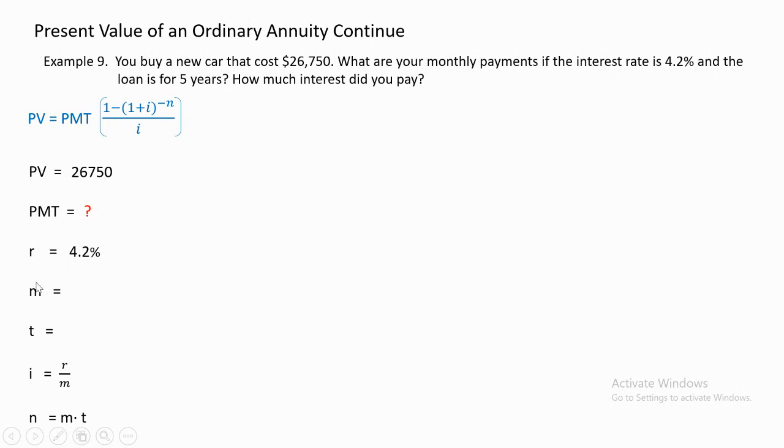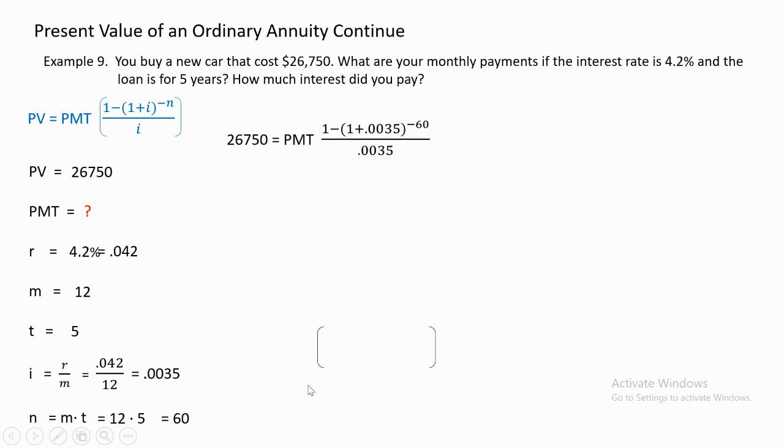Then the M stands for compounded, right? Most of the times when it comes to houses and cars, expensive items, you have to put in monthly payments. So the M will be 12. The time is 5 years, so it's going to be 5. So the i will be r divided by m. We get something like 0.0035. And n will be m times t, which is 12 times 5, which gives you 60. So just plug everything in the calculator.